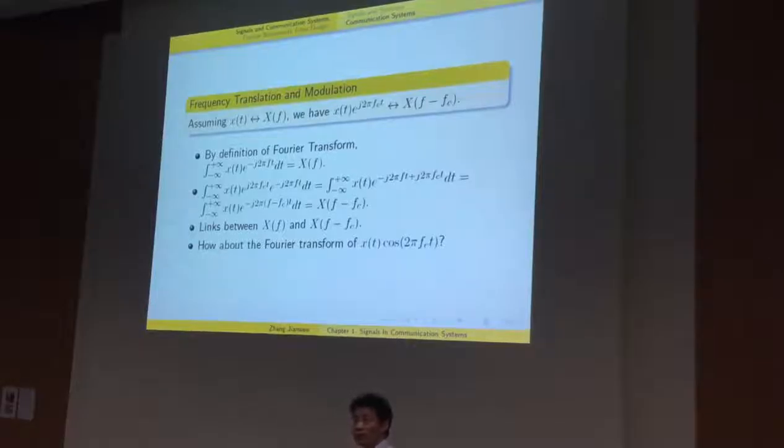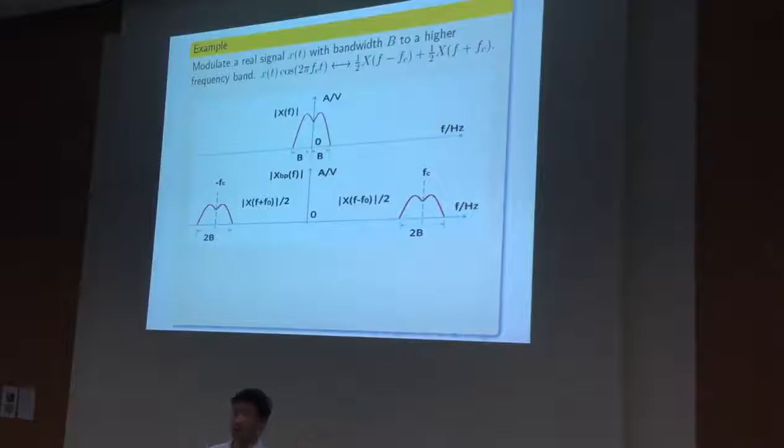Again, use the Euler formula. This cosine 2πfct can be expressed as a composition of two exponential functions. Using the same technique, it becomes x(t) times e raised to the power j2πfct plus e raised to the power minus j2πfct, divided by 2. Then for each of them, you can find the corresponding term: X(f minus fc) and X(f plus fc). You have two copies, one located at the positive frequency, the other at the negative. And we know that negative is just for analytical purposes. It doesn't make sense to us, right?